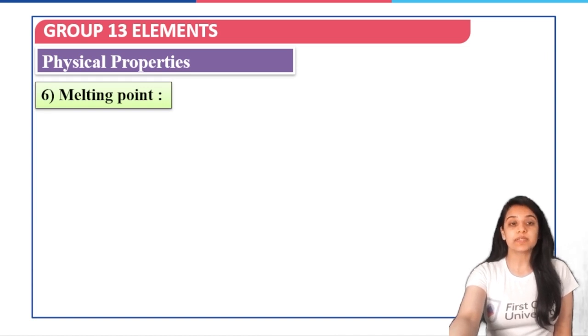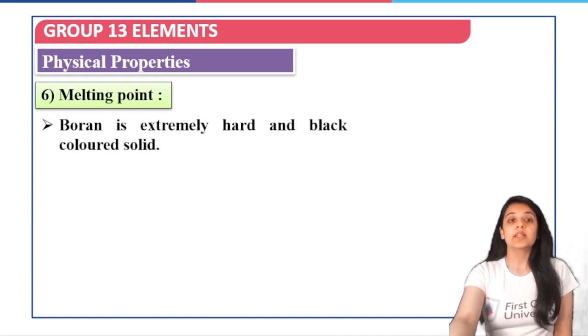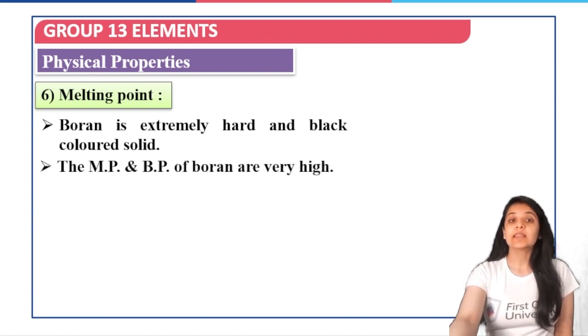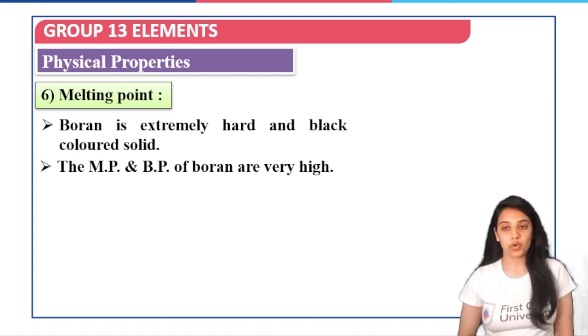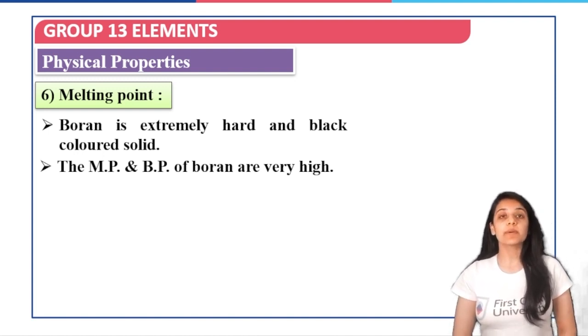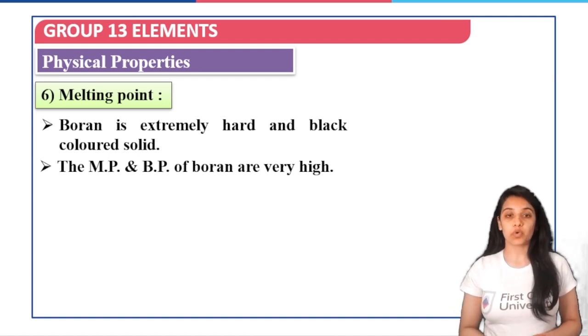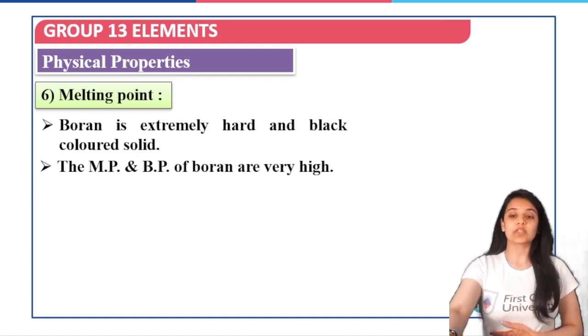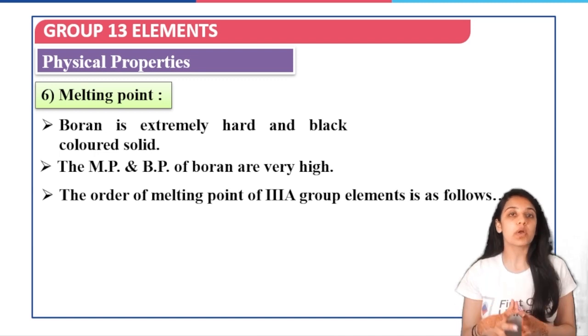Next physical property is melting point. Now, boron is extremely hard and it is a black colored solid. It's not boron, it's boron. Okay, so that's a typo error here. Then when we talk about the melting and boiling points of boron, they are very high because boron is very hard and it is also small in size.